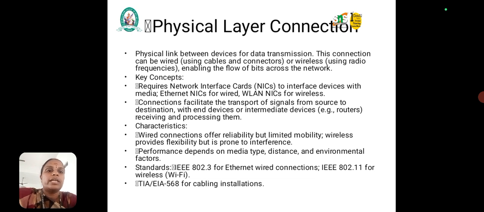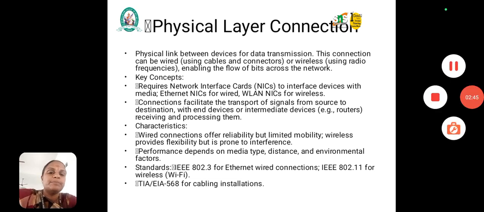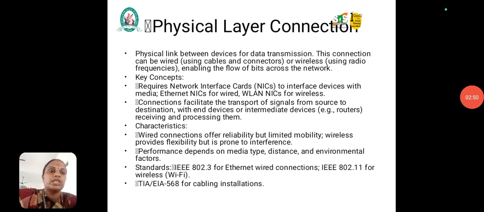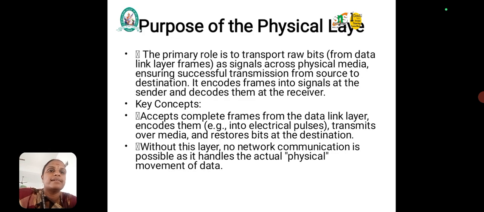Characteristics of the wired connections: they offer reliability but limited mobility. Wireless provides flexibility but is prone to interference. Preference depends on media type, distance and environmental factors. Standards: IEEE 802.3 for Ethernet wired connections, IEEE 802.11 for wireless, that is Wi-Fi, and TIA/EIA 568 for cabling installations.